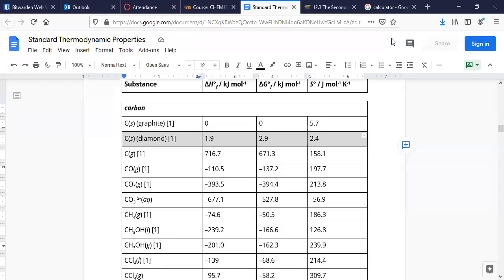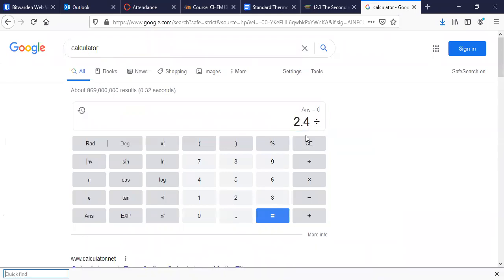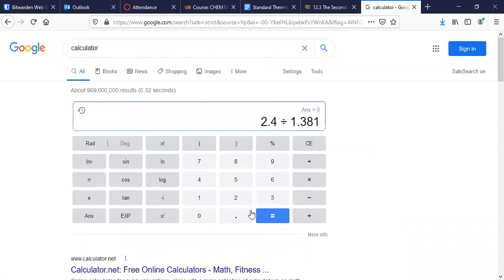Hey, I've got a calculator up here on the screen. Let me go ahead and bring up that calculator. Okay. 2.4 divided by 1.381 E minus 23. There's the 1.74 times 10 to the 23rd. And the inverse of the natural log is the exponential function. Exponential of 1.74 E to the 23rd. What's the calculator going to give me?